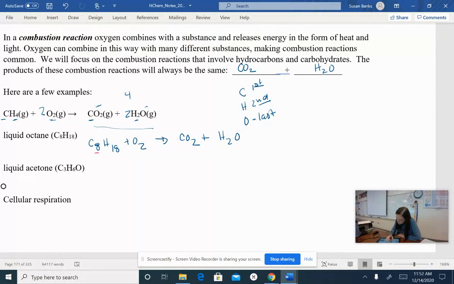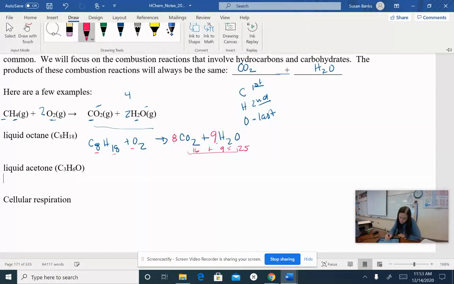I've got 8. So that means I need to multiply my carbon dioxide by 8. I've got 18 hydrogens. So how many groups of 2? That gives me 9 waters, right? I'm going to look at my oxygens over here. So 8 times 2 is 16. 9 times 1 is 9. 16 plus 9 gives me 25. Can I do 25 with groups of 2? No, I can't.